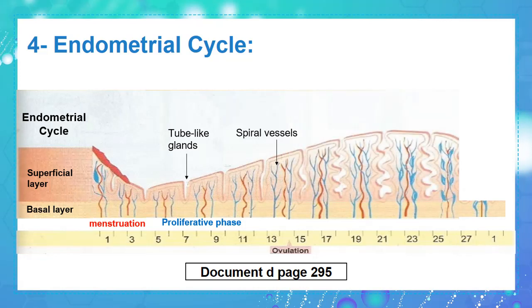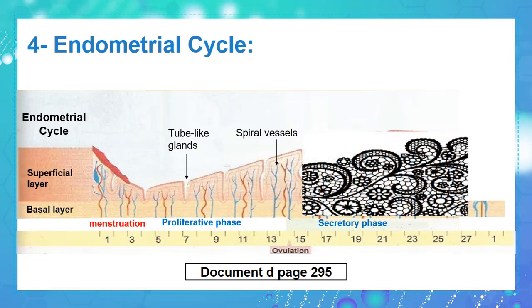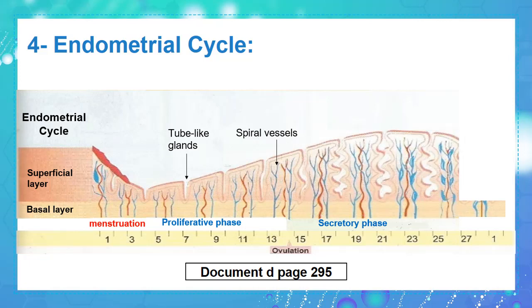14 days before the next menses, the thickening of the endometrium is accelerated. It becomes really thick and the uterine glands start secreting liquid rich in nutrients for any potential embryo implantation. That's why this phase is referred to as the secretory phase. During this phase, the endometrium looks like lace. That's why we call it uterine lace.